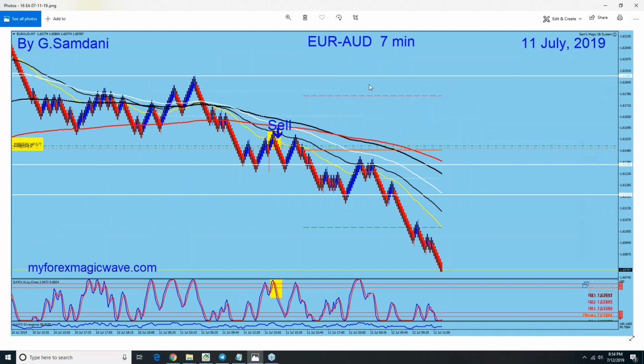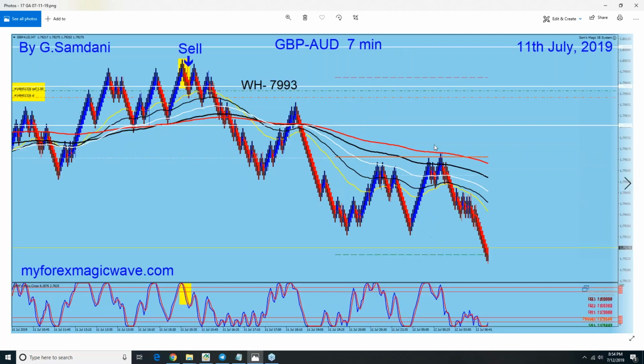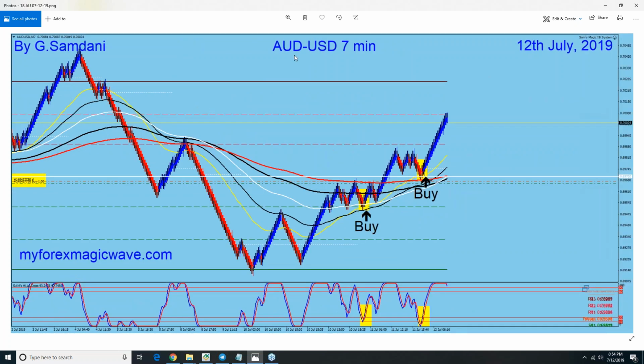EUR-AUD again on the 11th, after going all the way up, it started to come down. This is an entry here, and then since then it's dropping from the 11th and the 12th. This thing is constantly dropping. This one and pound-AUD as well. And on the 11th, from the top taken all the way down, and I think this one also taken. I'll show you later on.